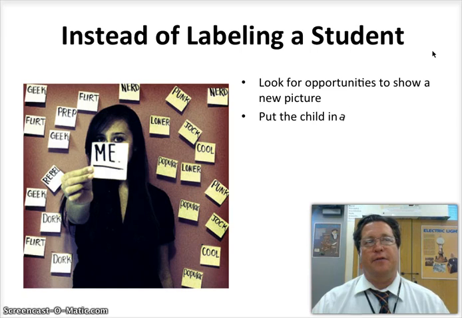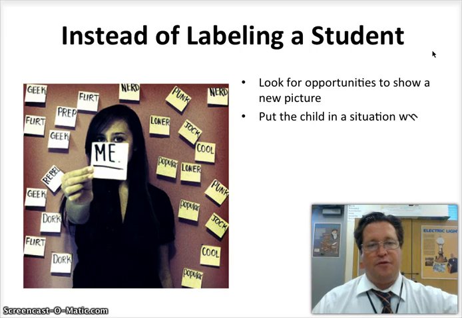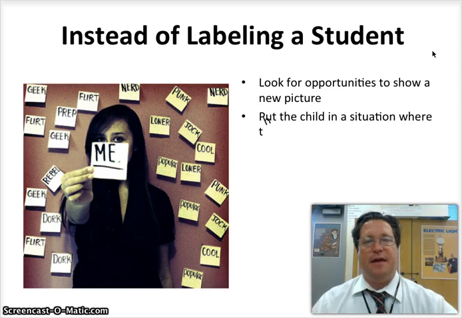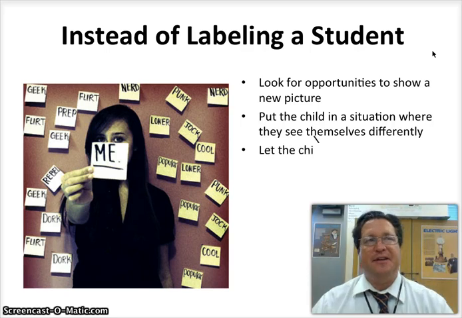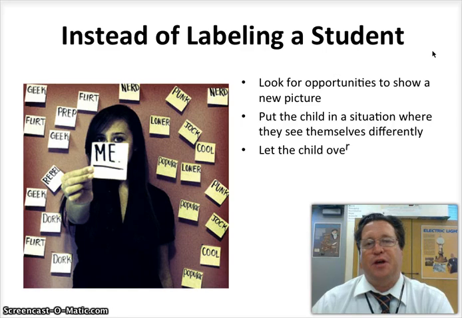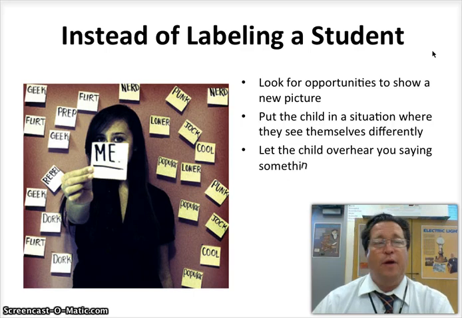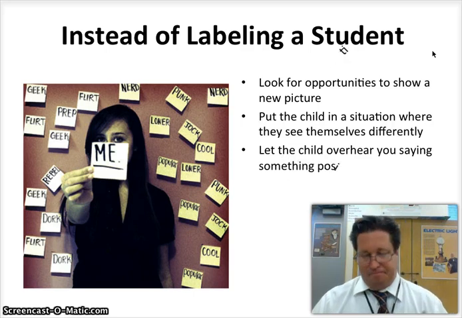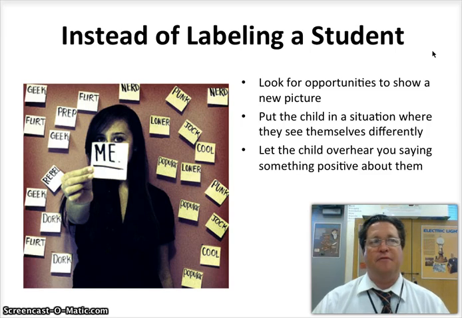Also, you can put a child in a situation where they see themselves differently. So the authors also recommend that you let them overhear, you let them hear you saying something positive about them. So you intentionally mention to another teacher, "Boy, Sam usually doesn't do so great on his tests, but on this one, he really knocked it out of the park." So when they hear that, they all of a sudden realize that your trust in them, your faith in them, your confidence in them is warranted, and it's actually paying off.